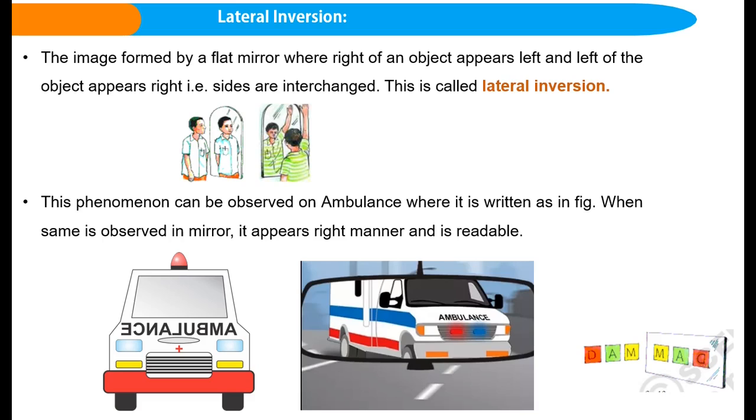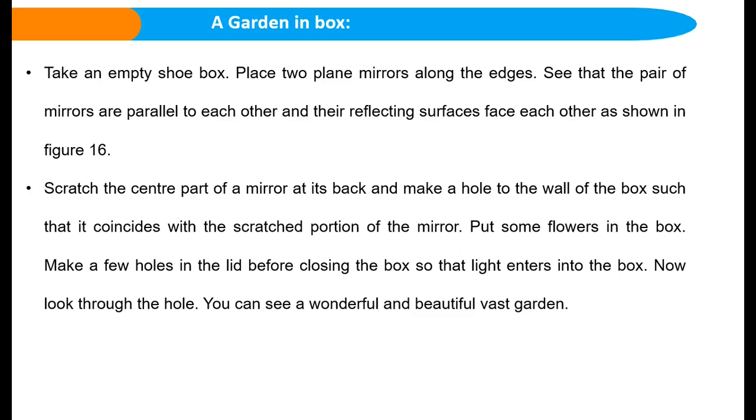Now moving on to the last topic of the session, that is creating a garden in a small box. Take an empty shoe box, place 2 plain mirrors along the edges. See that the pair of mirrors are parallel to each other and their reflecting surfaces face each other as shown in figure 16. So we have to arrange these 2 plain mirrors in opposite directions, and the reflecting surfaces should face each other. And now make a small hole in the box at its side and scratch the painting of the mirror there, so that a hole will be formed and we can see into the box through the hole. Put some flowers in the box.